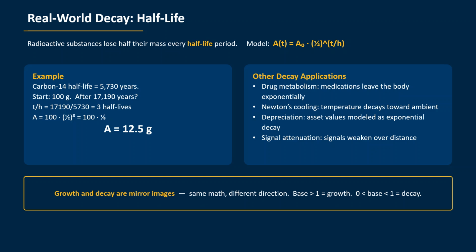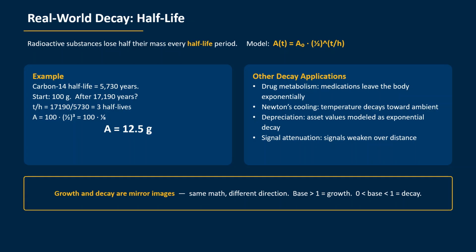This slide explores exponential decay through one of its most famous real-world applications, radioactive half-life. In particular, we examine carbon-14, whose half-life is approximately 5,730 years. Consider a sample that starts with 100 grams of carbon-14. After one half-life of 5,730 years, half the material has decayed, leaving 50 grams.